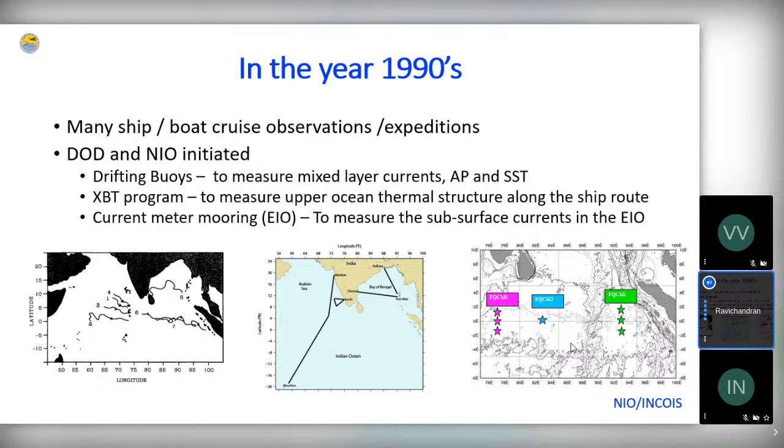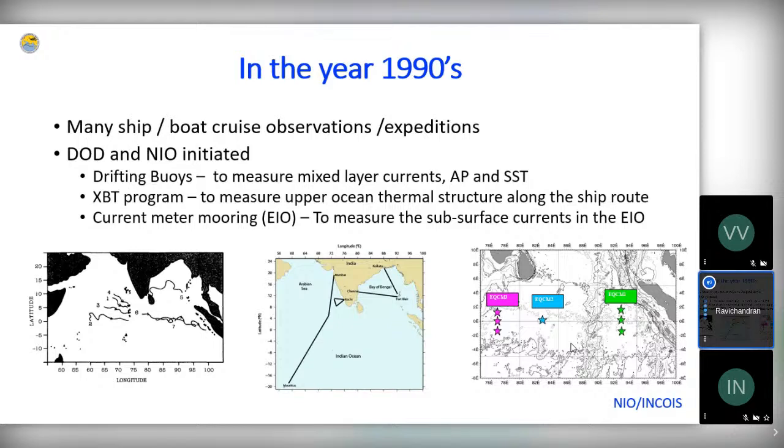Once you deploy it, it will provide one year or so of continuous measurement of atmospheric pressure and SST wherever it moves. It is a Lagrangian type of observation. Along with that, whenever it moves, it also provides the mixed layer currents, because the drifter has a 15 meter or 5 meter drogue. So we can get the mixed layer currents indirectly using the satellite fixes.